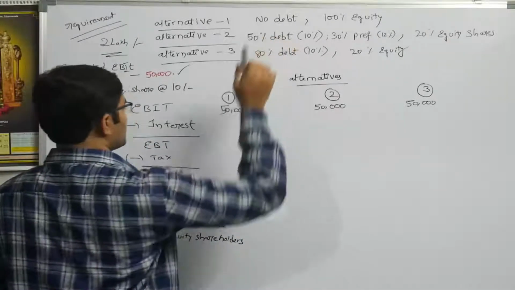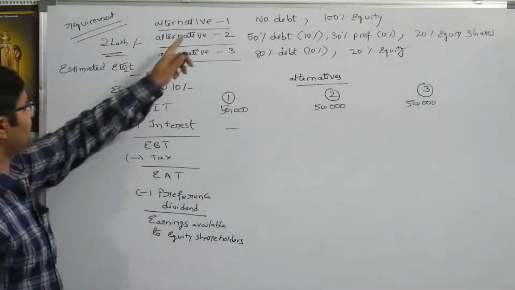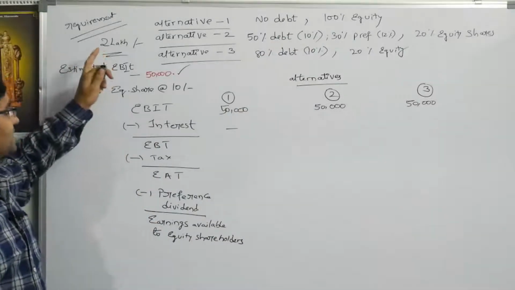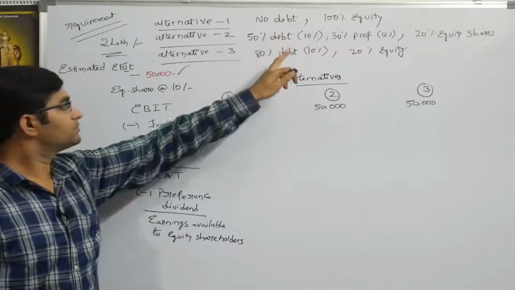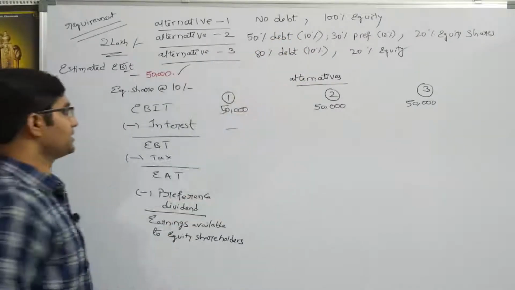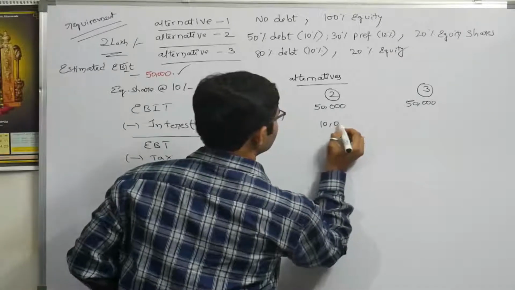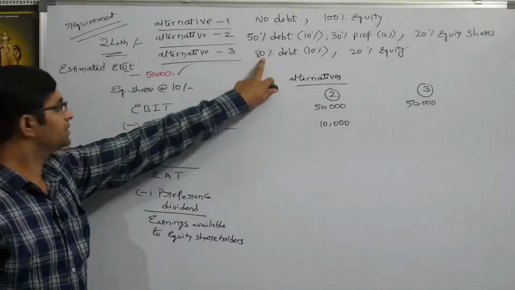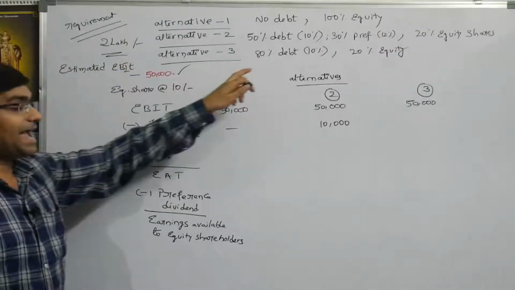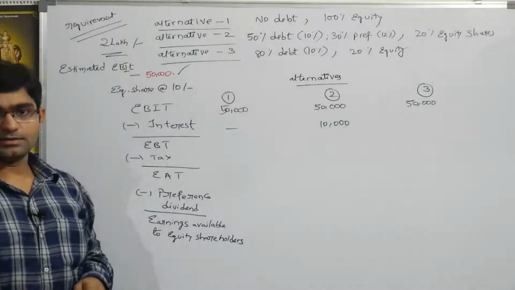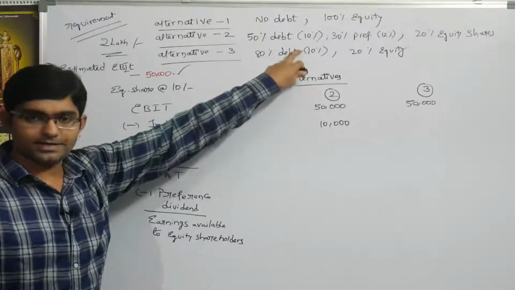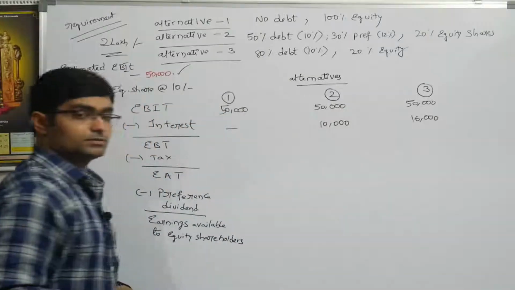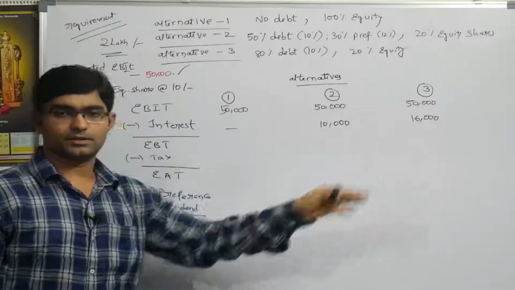In first alternative, there is no debt, so no interest. In the second alternative, 50% debt means in 2 lakh, we are raising 1 lakh through debt. That is 10%. On 1 lakh, 10%, it is 10,000. And in third alternative, 80% debt means in 2 lakh, 80% means 1,60,000. On that 10% means 16,000. This is the interest portion.